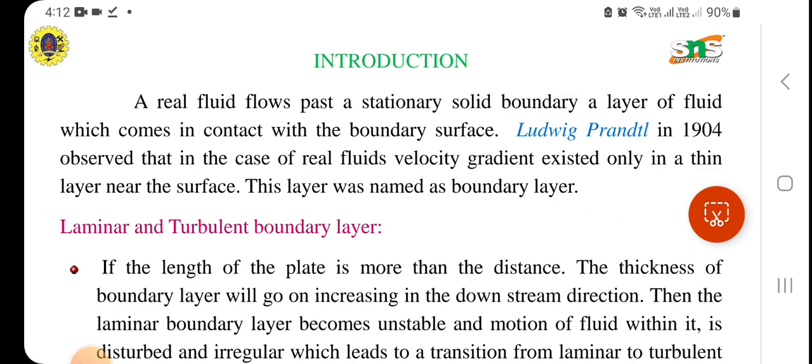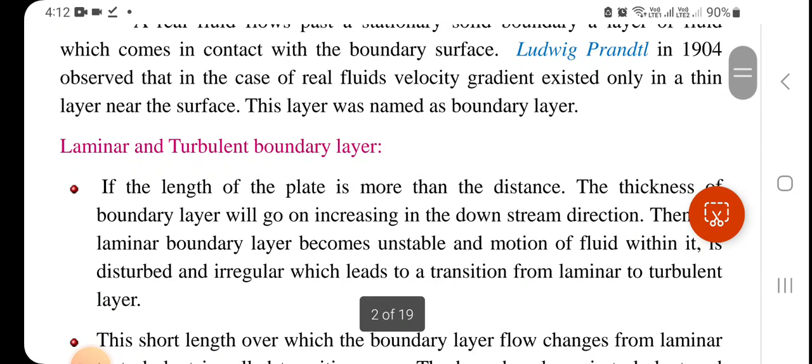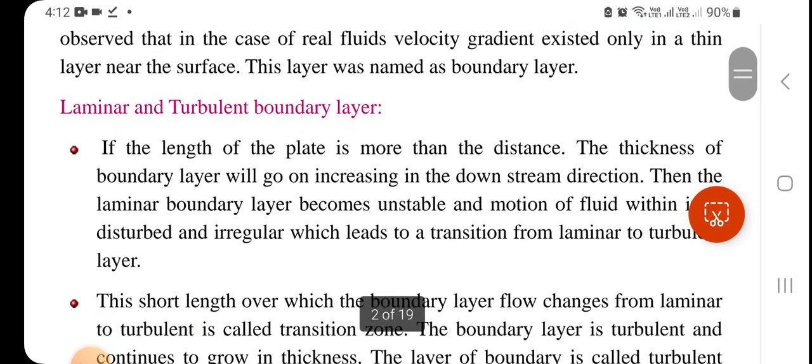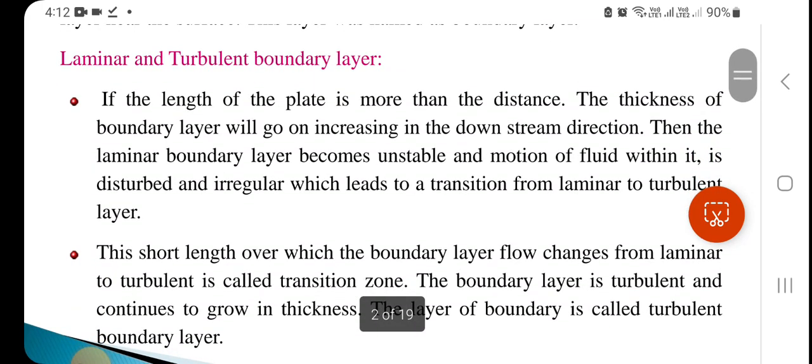Laminar and turbulent boundary layer. If the length of the plate is more than the distance, the thickness of the boundary layer will go on increasing in a downstream direction. Then the laminar boundary layer becomes unstable and motion of fluid within it is disturbed and irregular, which leads to a transition from laminar to turbulent layer.